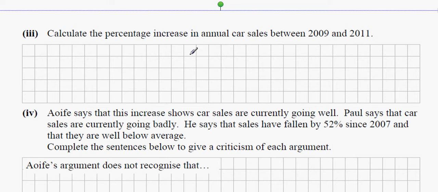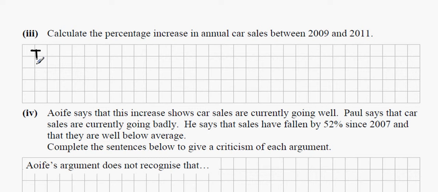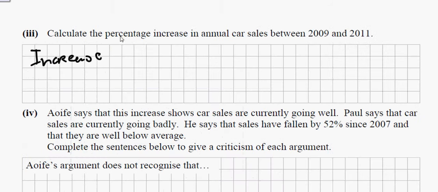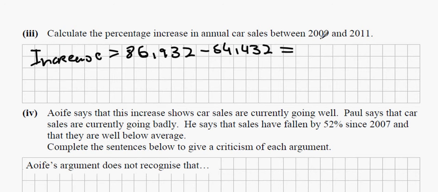Calculate the percentage increase in annual car sales between 2009 and 2011. So between 2009 and 2011, if we go back here, we need to find 2009 to 2011. 2009 being 54,432, 2011 being 86,932. To get the increase, we just say 86,932 minus 54,432, and that will get me 32,500.